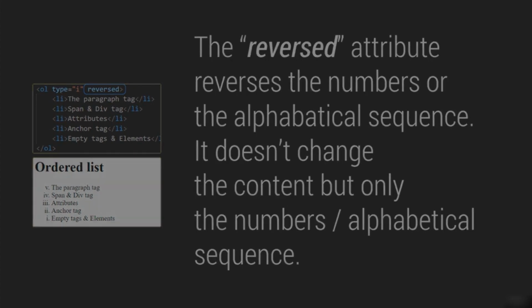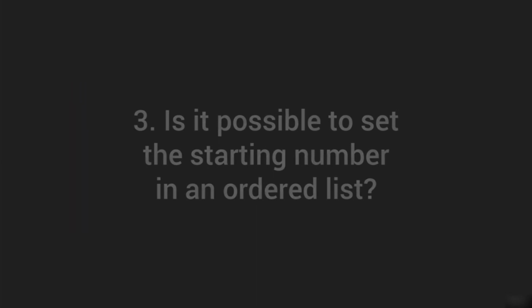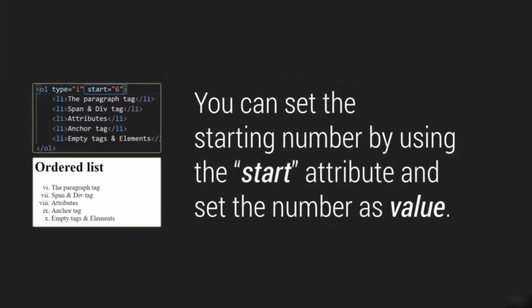And the last question is, is it possible to set the starting number in an ordered list? Well, yes, certainly. Not necessary. By default, it starts with 1 or maybe A. But if you want to start it with, let's say, 5 or maybe 6, like we have seen in this example, you can certainly do that by using the start attribute.